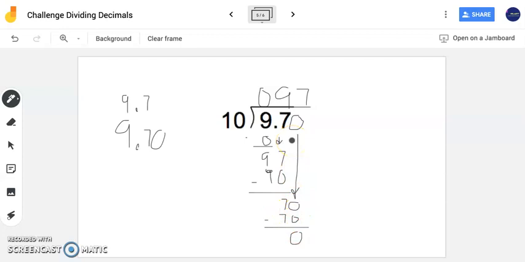However, I see that I'm dividing decimals. So I need to look at my dividend, and I notice I still have a decimal point here. So I need to include this in my quotient, giving me a quotient of 97/100. And that is the answer to this problem.